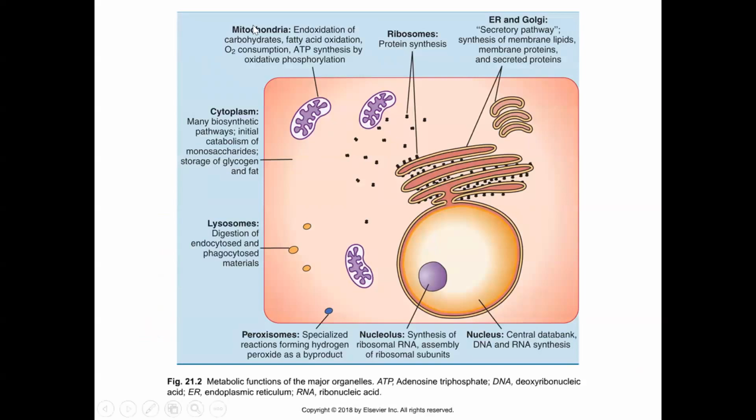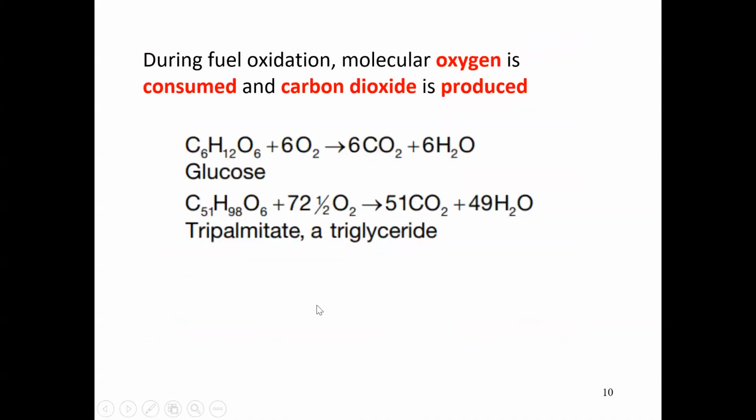Okay, so these are the different compartments of the cells, and this is where the different reactions will take place. So some in the cytoplasm, some in the mitochondria, some in the lysosome, and some in the peroxisome. Okay, when we talk about fuel oxidation or the breakdown of fuel, we need to remember that we need oxygen, and this is why, without oxygen we cannot stay alive, because we have what we call cellular respiration.